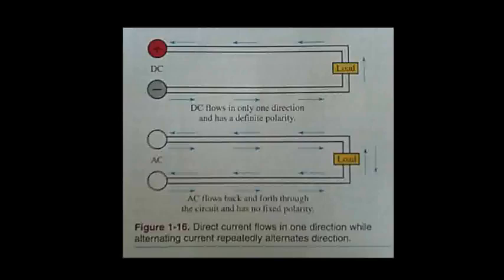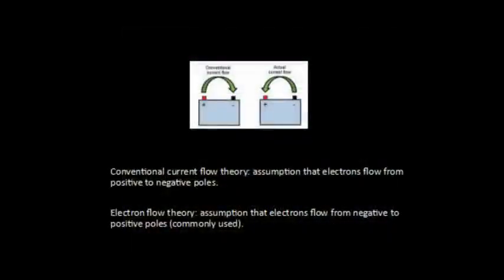The terms cycle and hertz are used to describe how fast the current is alternating or changing direction in the circuit. A 60 cycle AC circuit operating at 60 hertz changes direction 120 times per second. This is the standard for AC in the United States.